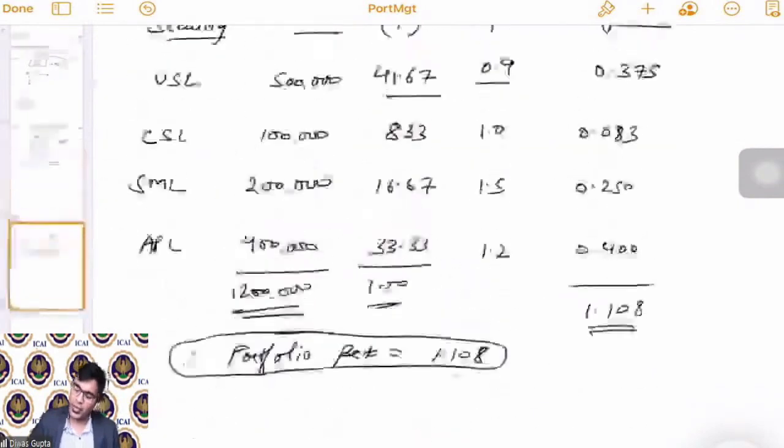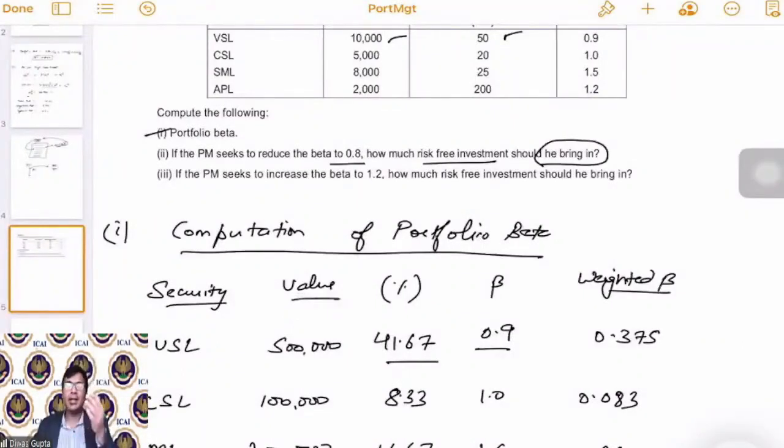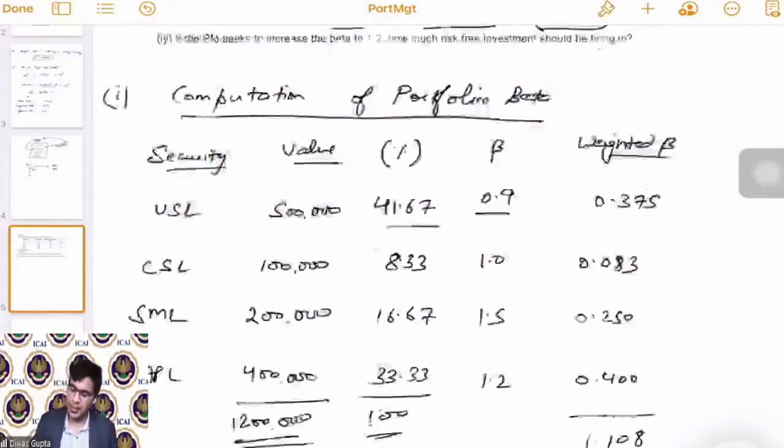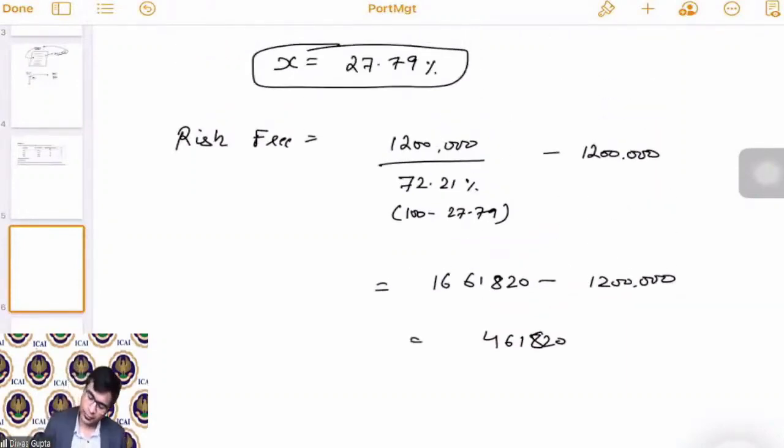4,61,820, because the question itself says, if the PM seeks to reduce beta, how much risk-free investment should he bring in? So that means the question is saying that the investor will bring further investments, correct? Whatever is already invested, let it be invested. So 4,61,820 is the additional investment that he should bring in. This is all in risk-free.